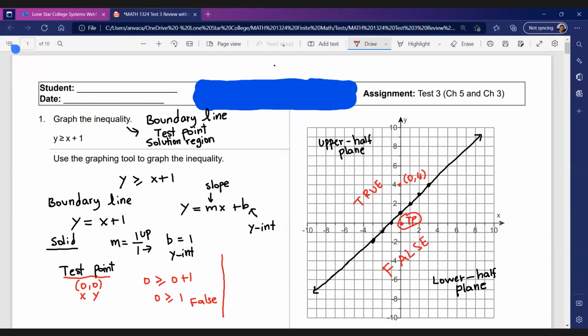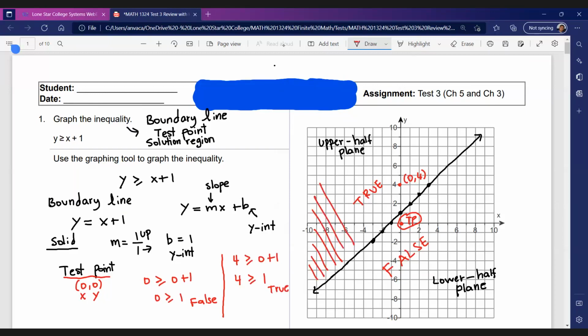In this case, the y value is 4. Is it greater than or equal to 0 plus 1? And 4, in fact, is greater than or equal to 1. This is true. So therefore, this entire region up here, this entire upper half plane, will be shaded.